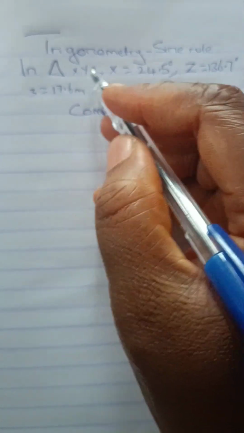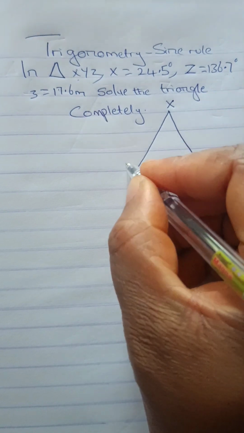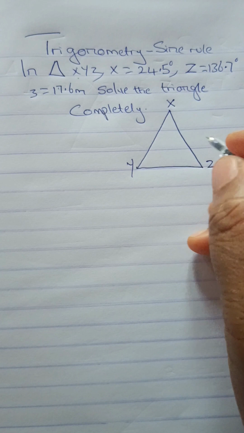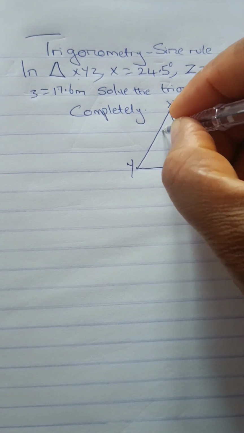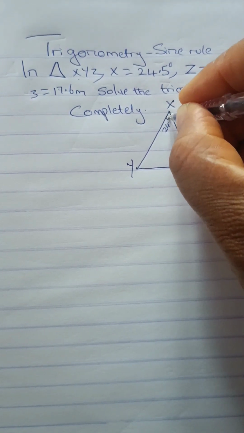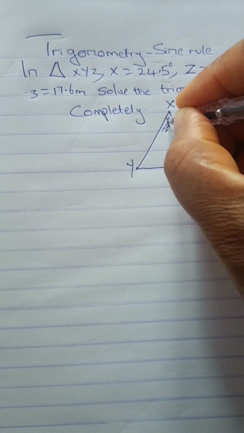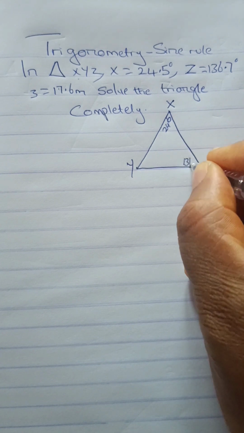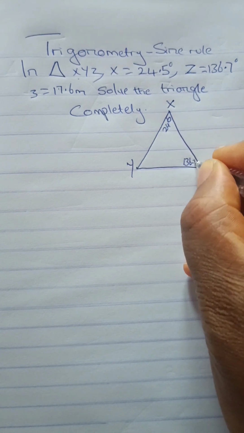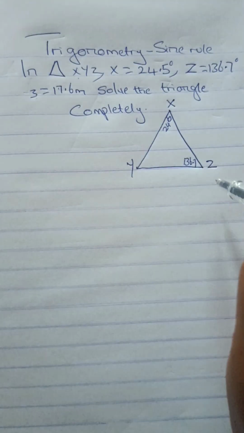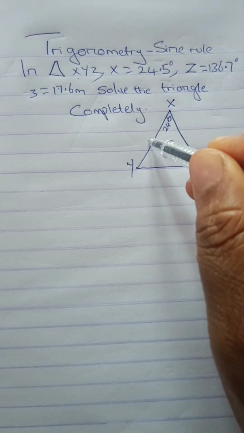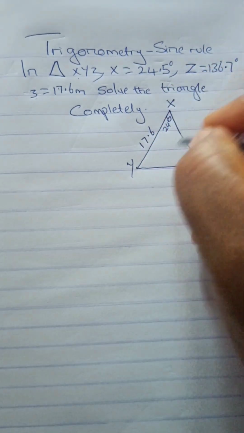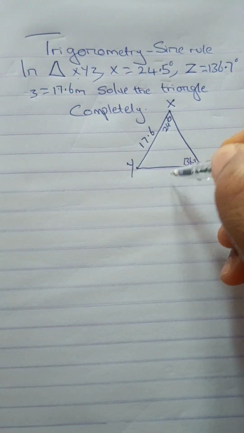And it said that the triangle is XYZ. So x, y, z. And then our x is 24.5. Z is 136.7. And then the small z, which is the line opposite the big Z, this side is 17.6. So we're asked to solve for the other sides, this, and this.